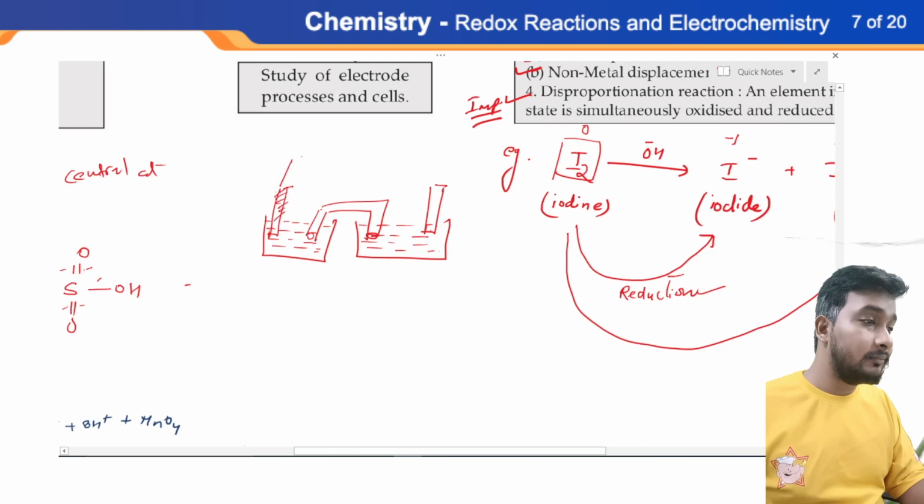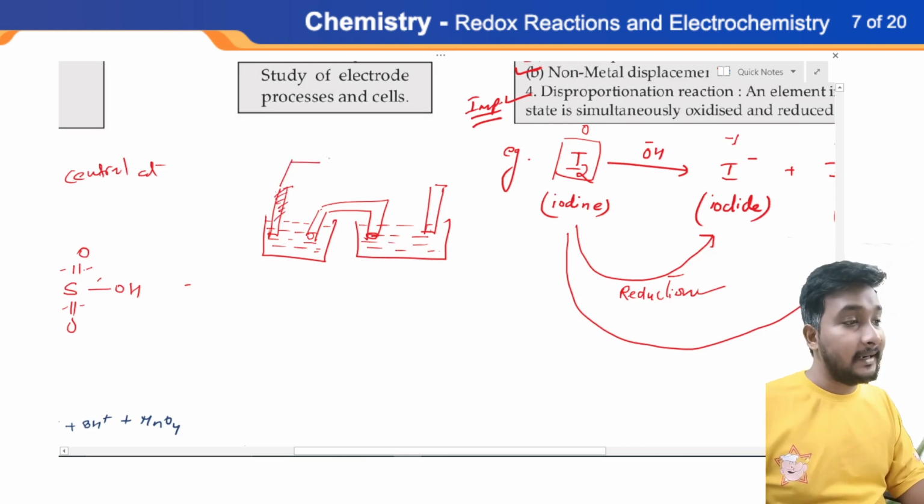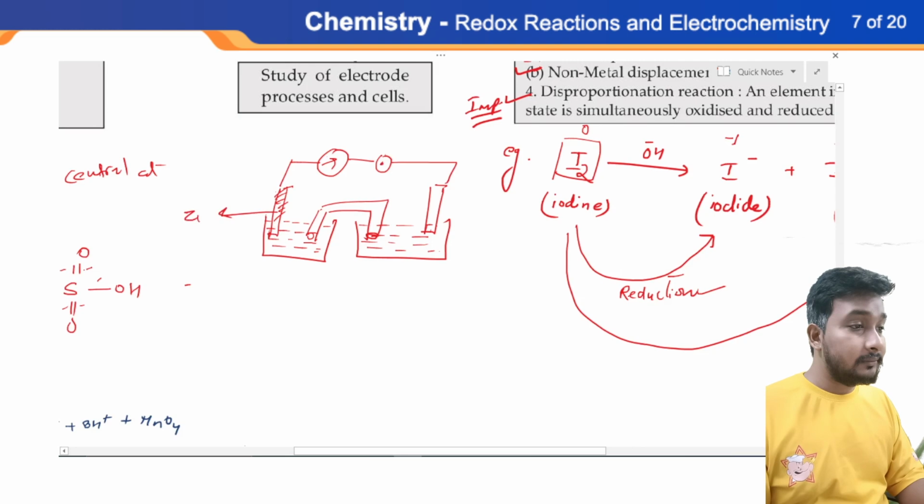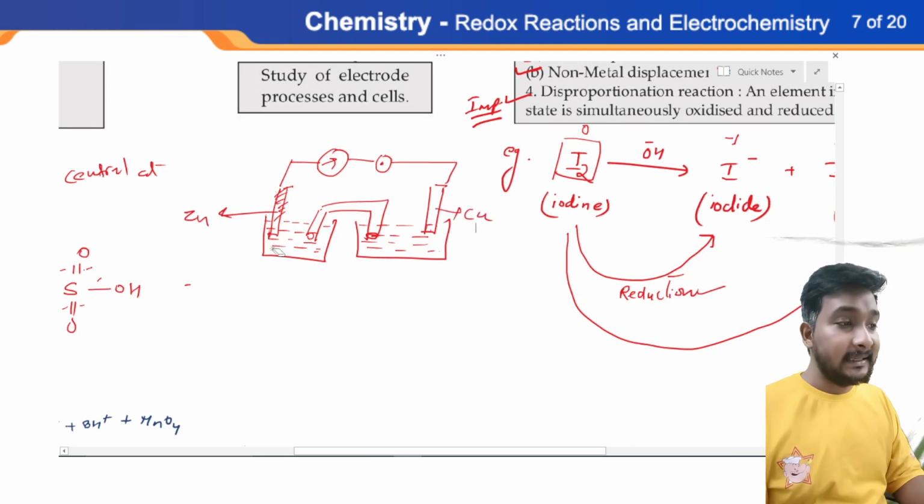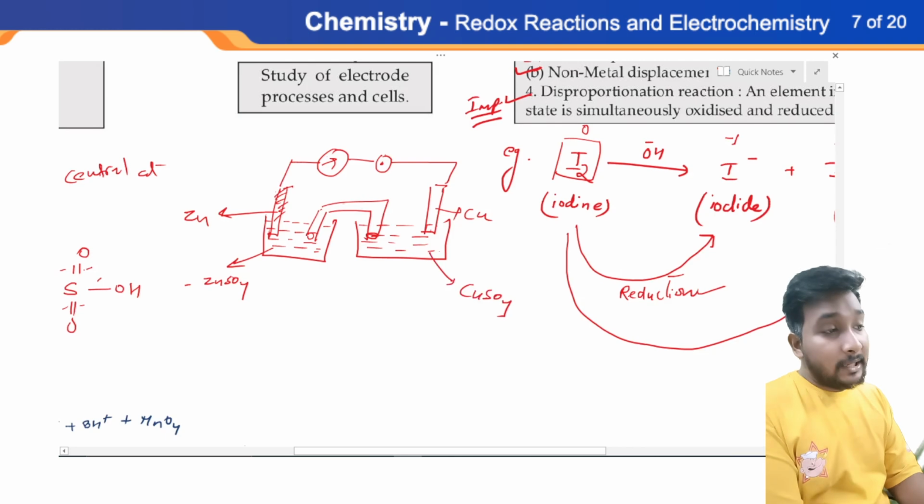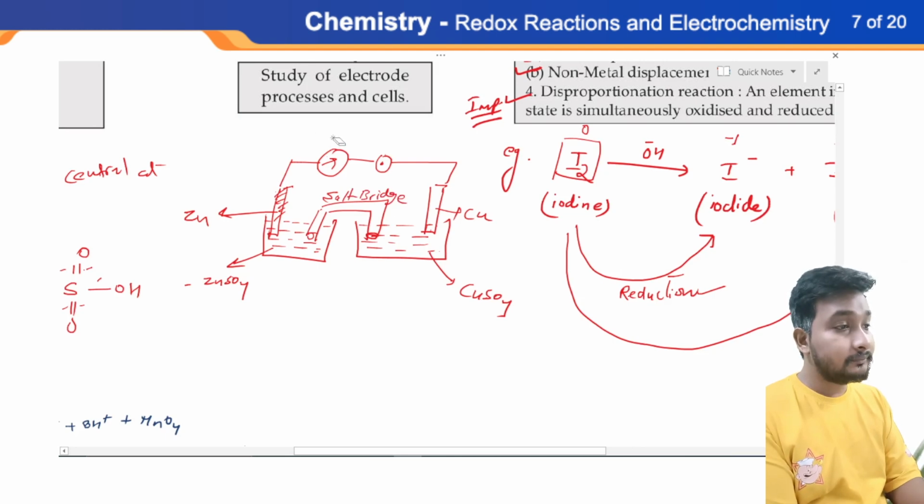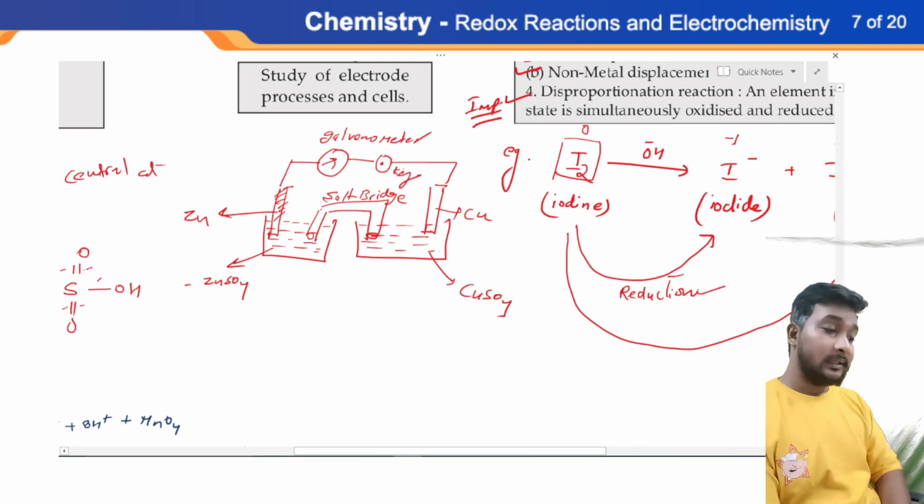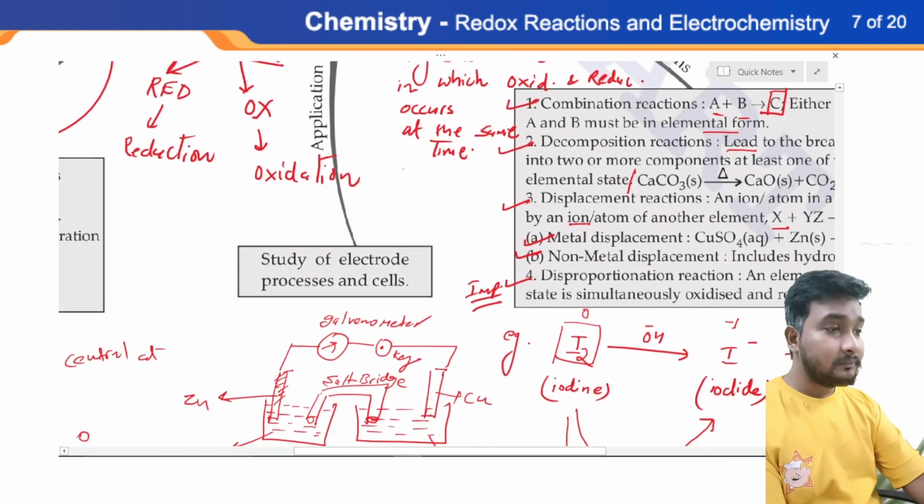These electrodes are connected with a galvanometer and a key. Now, let me tell you one thing. Suppose this electrode is zinc and this electrode is copper. Zinc is dipped in ZnSO4 solution and copper is dipped in CuSO4 solution. To maintain electrical neutrality, we have a salt bridge, we have a galvanometer, and we have a key. Why am I making this diagram? To study the application.